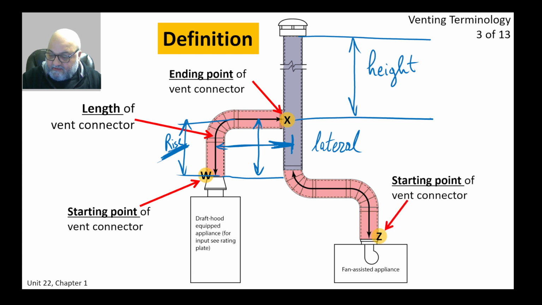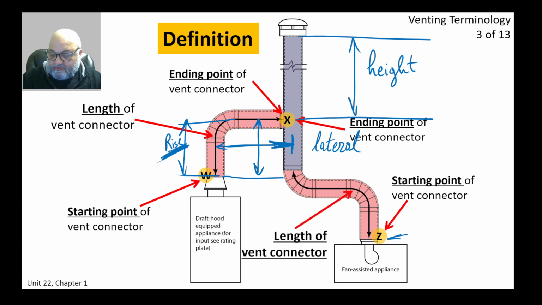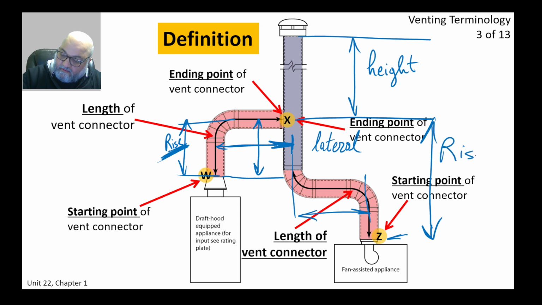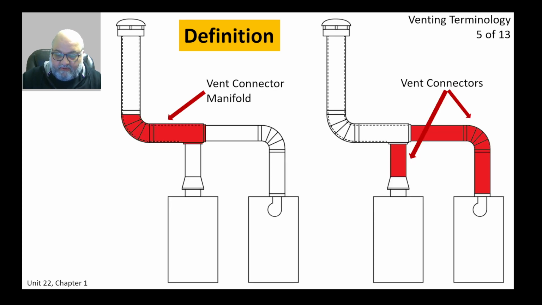And as you can see, the starting point of this second one is Z here, and the end point is X right there. So this is going to also give us a length of a vent connector, which also in its turn has the two components, the lateral component and the vertical component that is going to be called a rise. Very important.